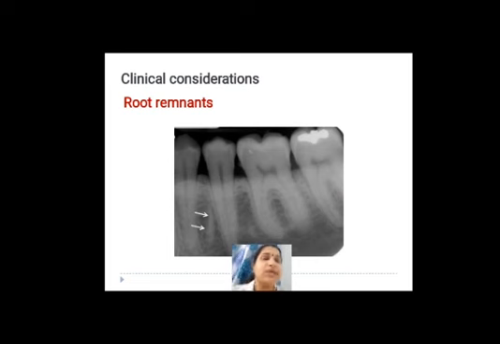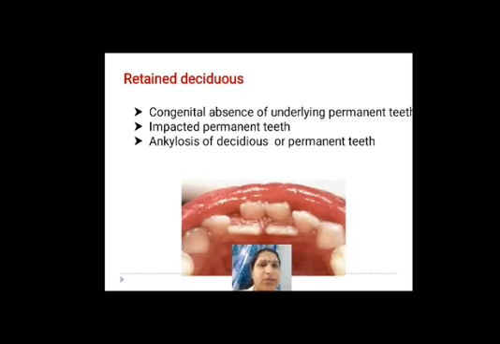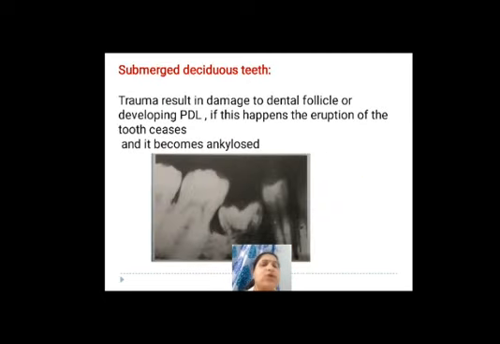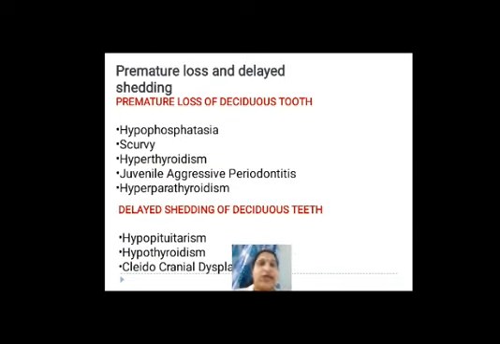So sometimes there can be some root remnants, or the deciduous tooth can be retained and the permanent tooth will still keep erupting, or sometimes the deciduous tooth will become submerged and then the permanent tooth can erupt, or there can be premature loss of deciduous teeth or delayed shedding of deciduous teeth. So many variations can occur. So with this we have seen about eruption, the various theories of eruption, the types of eruption, and also shedding and the pattern of shedding of teeth. Okay, thank you.